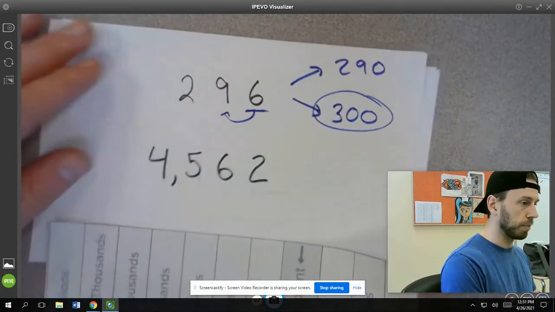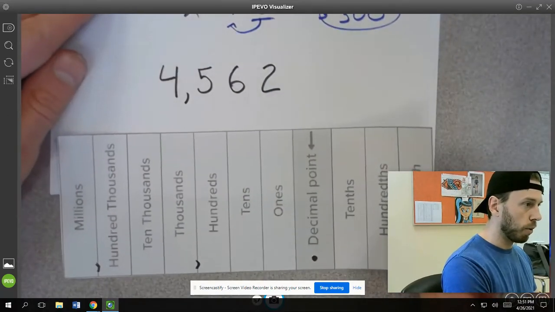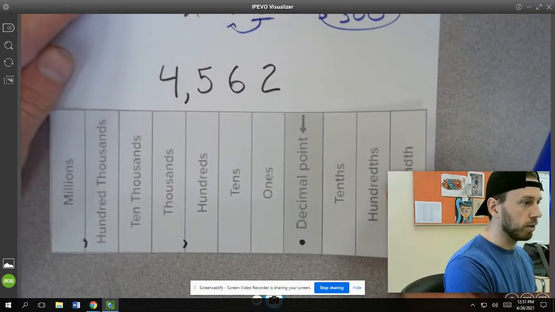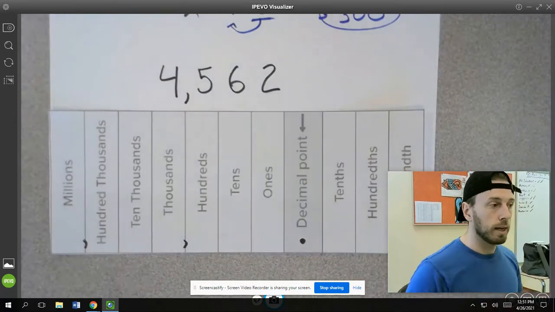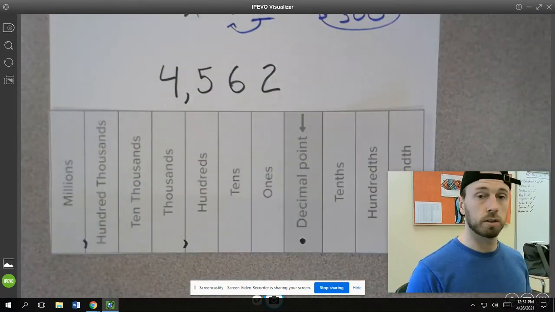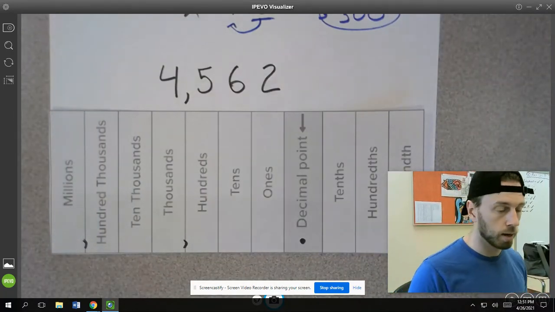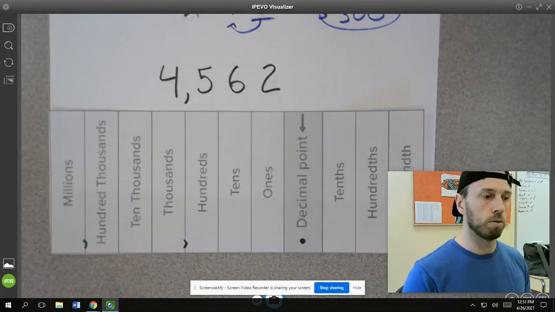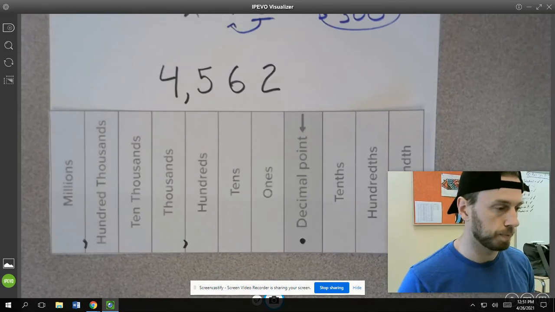Let's take a look at another example. Here is the number 4,562. Let's say I asked you to round this to the nearest 100. See if you can write down the answer to what this would be if you rounded this to the nearest 100.